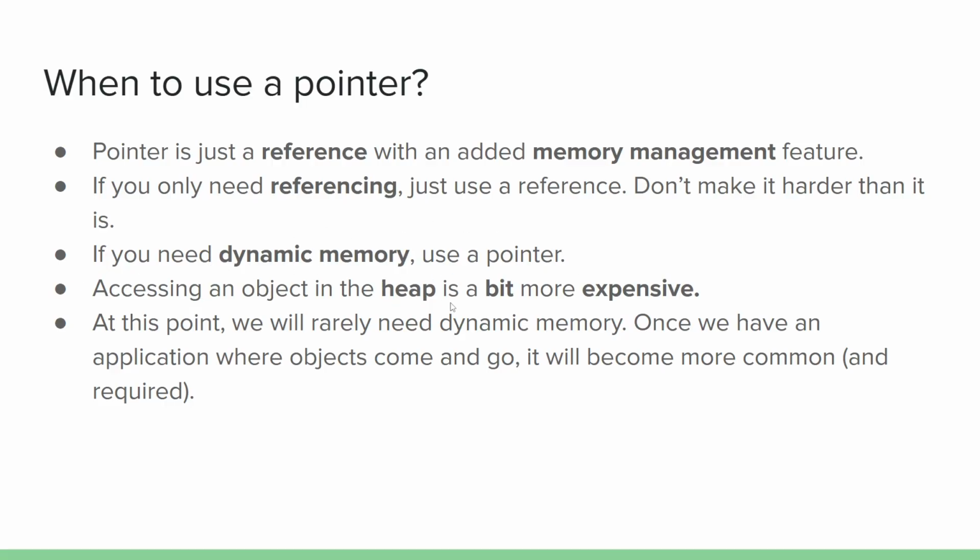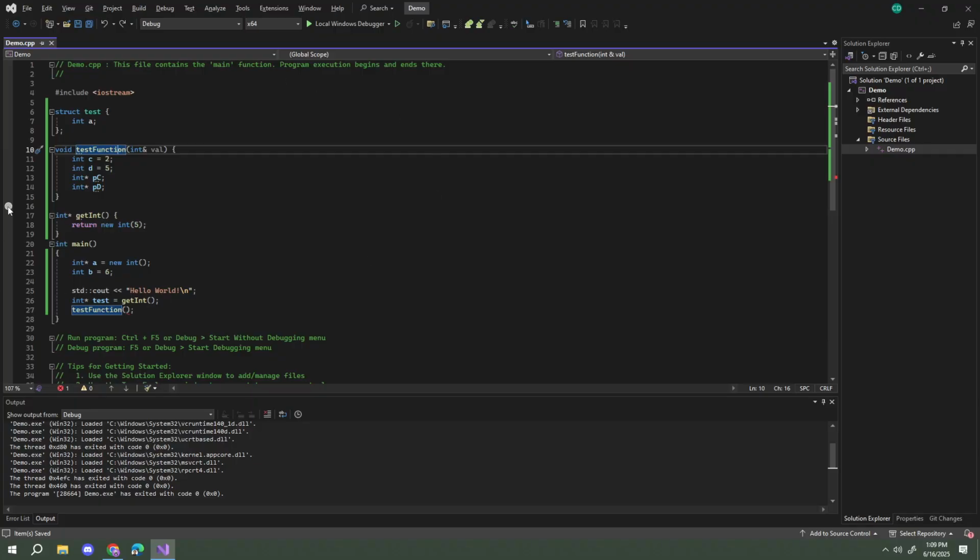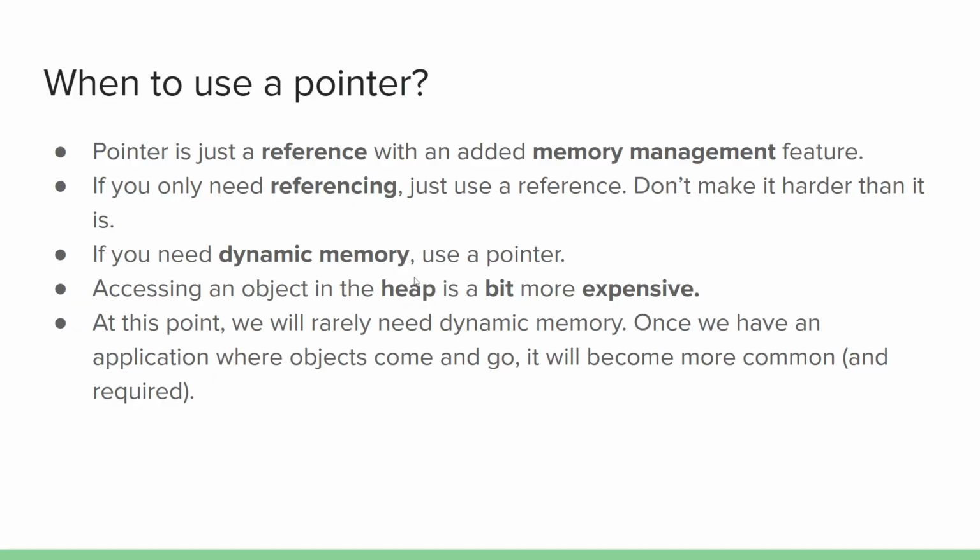So accessing an object in the heap is a bit more expensive, right? The reason why it's more expensive is because you're trying to access things in the RAM. Instead, all of the stack memory, all the ones that are created before runtime, are easily accessible because they already have addresses set for them, and they're not created at runtime, right? So it is more expensive to access the heap, the one at runtime.